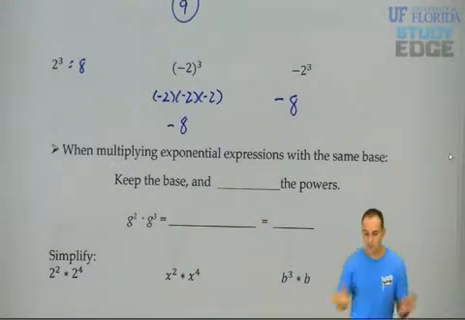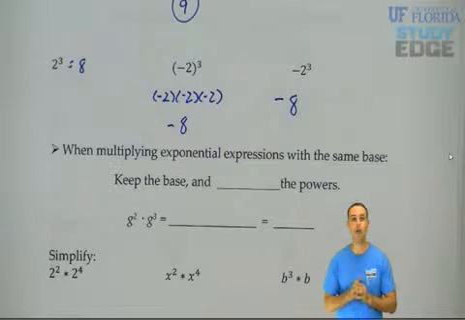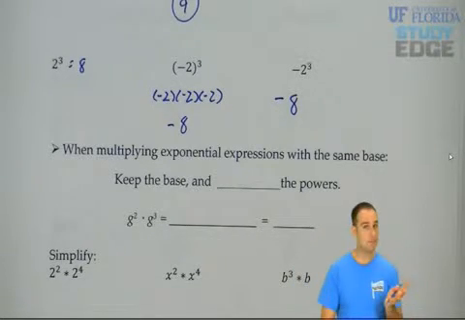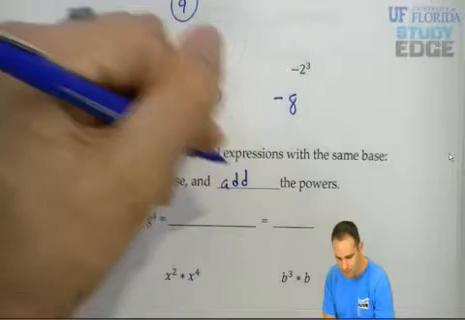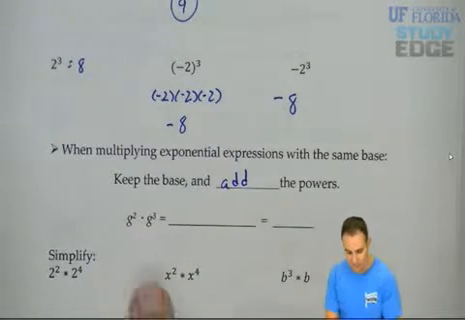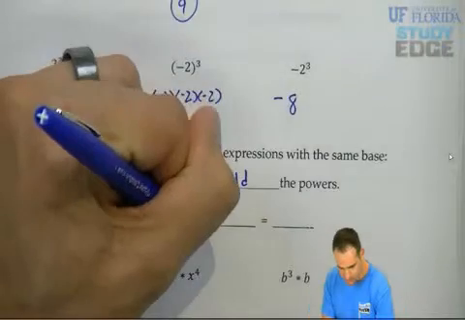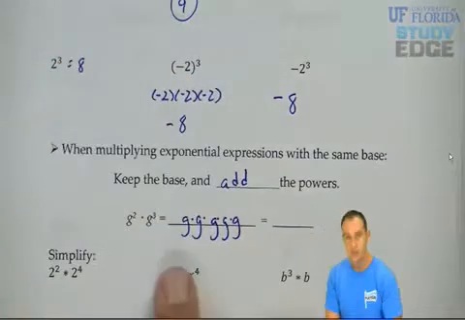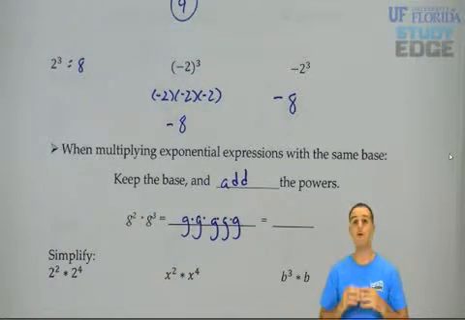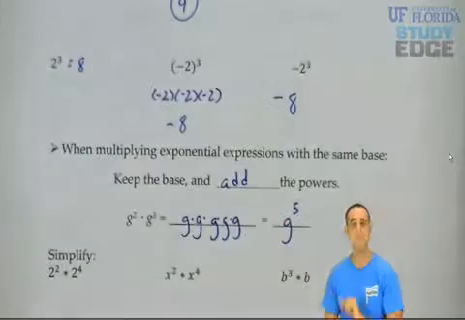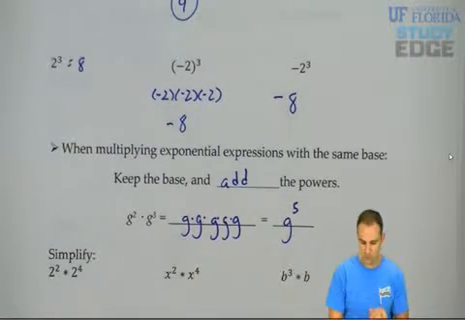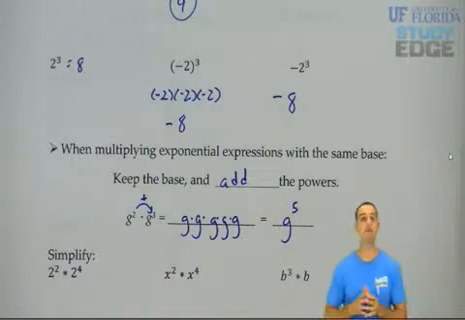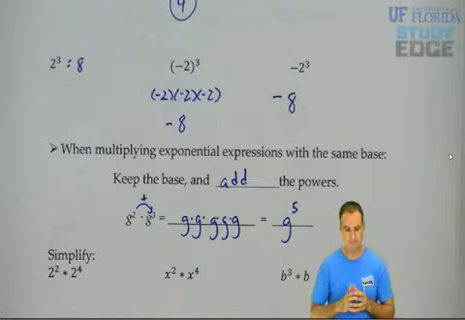Next up, when multiplying exponential expressions with the same base. So they have to have the same base, like 2 and 2, or x and x, or b and b. What do you do with the powers? You add the powers. Because g squared means g times g, and g cubed is g times g times g. So how many of those do I have total? That would be g to the 5th power, meaning that when you multiply, you keep the base, but you're going to add the exponents.